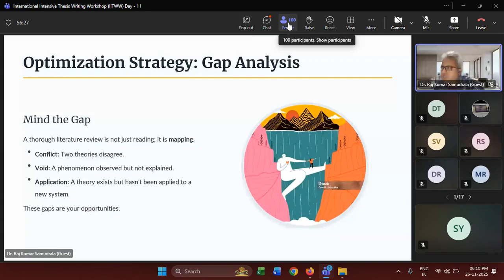And application: a theory exists but hasn't been applied to any system. Maybe the concept was explained, but it may not have been applied. That's how, by different conflicts, voids, and applications, we can choose a problem. For that, a rigorous, thorough literature review is required for mapping the gap. These gaps are your opportunities.